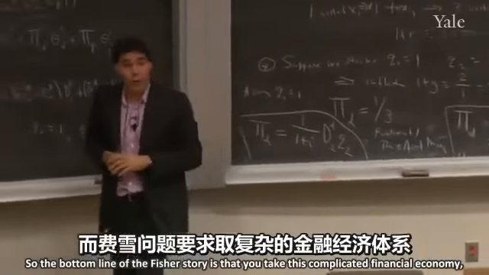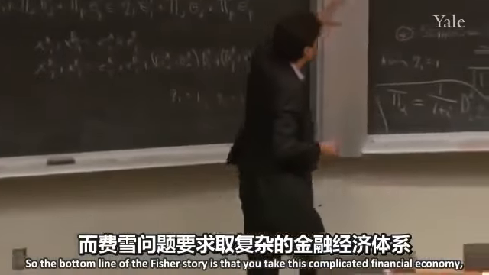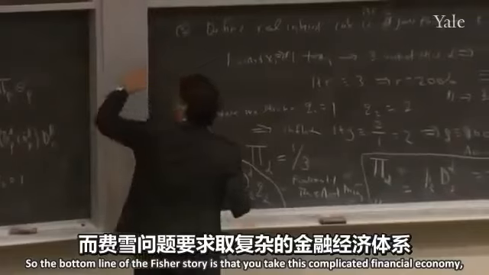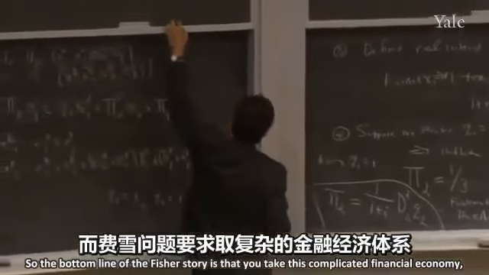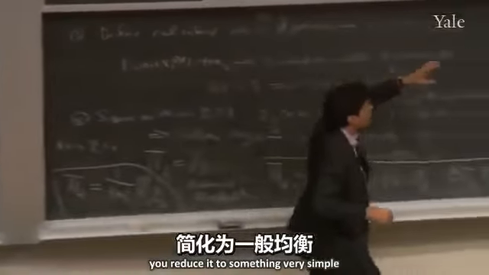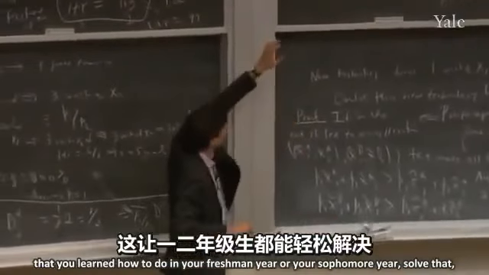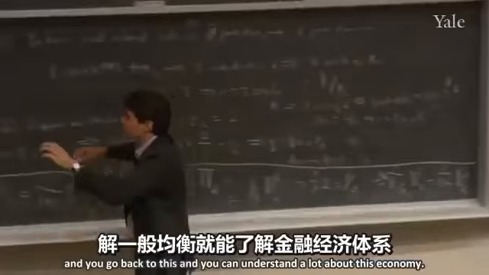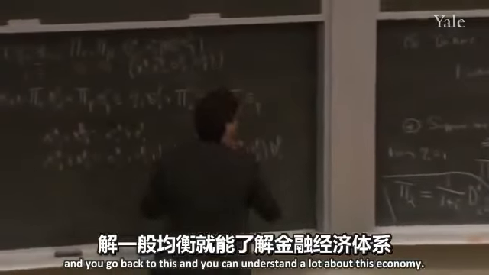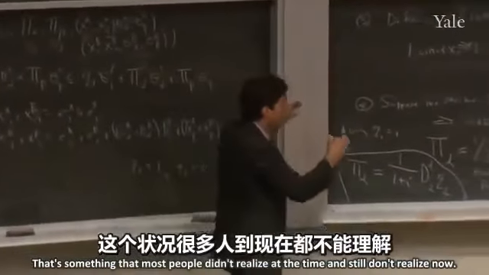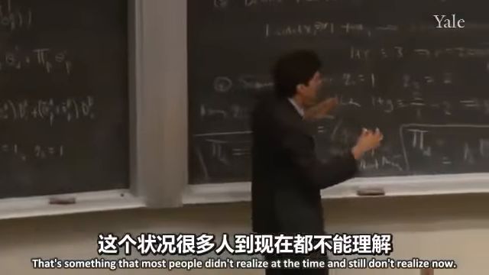But anyway, so the bottom line of the Fisher story is that you take this complicated financial economy, you reduce it to something very simple that you learned how to do in your freshman or sophomore year, solve that, and you go back to this and you can understand a lot about this economy. That's something that most people didn't realize at the time and still don't realize now.